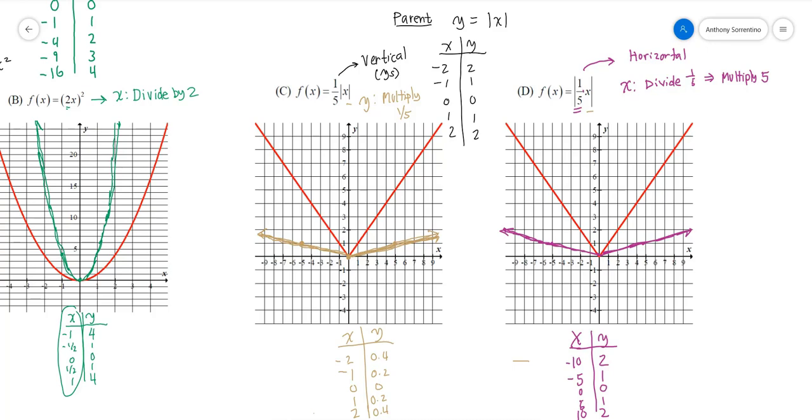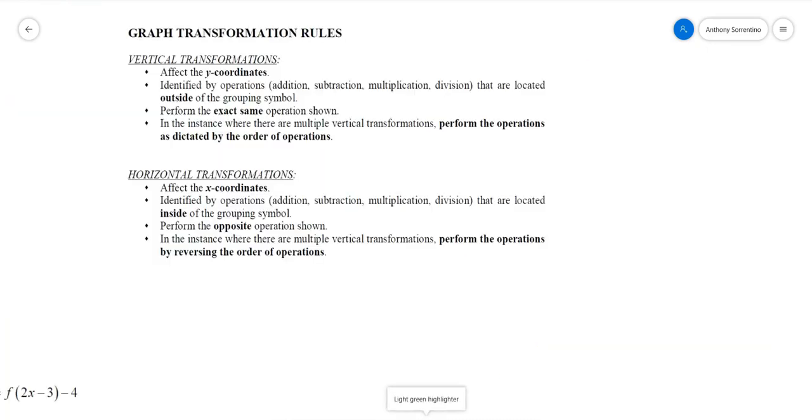So let's summarize a little bit before we move on to some multiple transformations. Graph transformation rules. Vertical transformations affect the y coordinates. So if I know it's a vertical transformation, I'm only going to alter the y coordinates. They're identified by operations, addition, subtraction, multiplication, that are located outside the grouping symbol. So it might be a parenthesis, whether it had to be put in or not. It could be a square root symbol, an absolute value symbol, a cube root symbol even, and eventually logarithms, exponentials. So I perform the exact same operations shown.